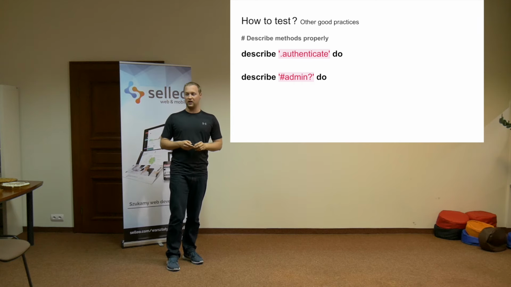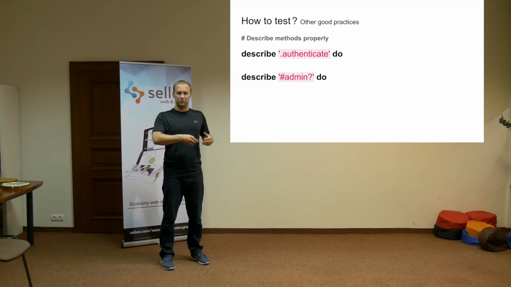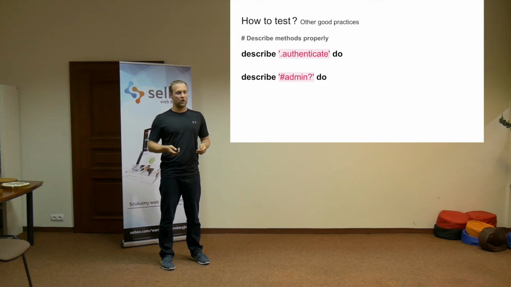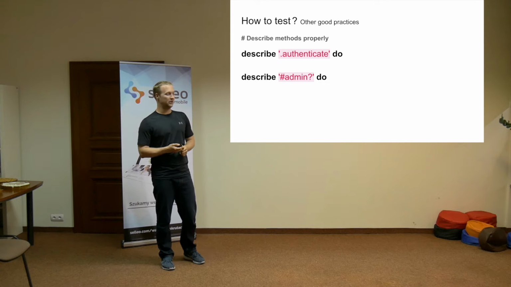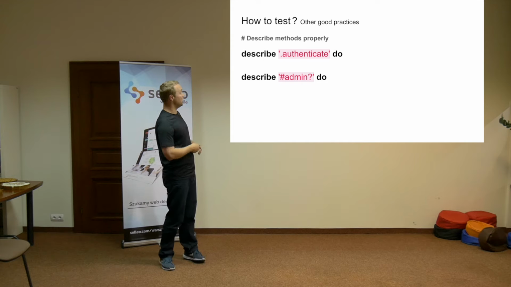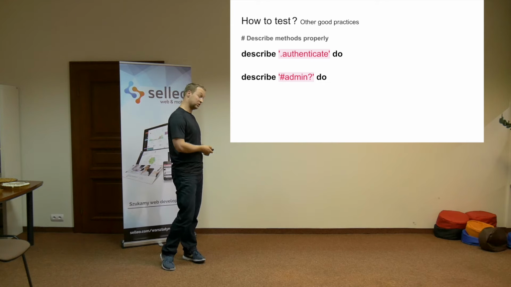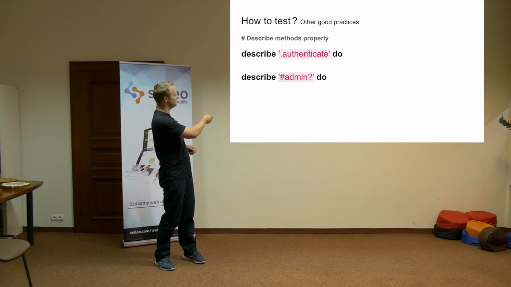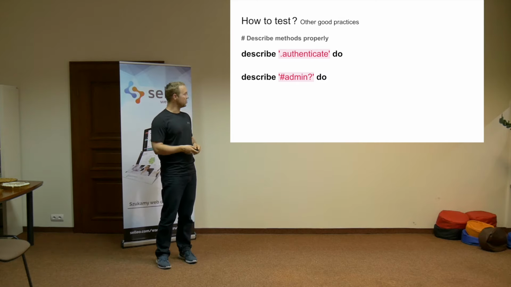The last thing, for those who just started their journey with specs, is how to describe, because we usually describe something. So we usually test methods. This is the primary thing that we test. So if we are testing class methods, we use a dot at the beginning of the method name. If we test instance methods, we use a sharp at the beginning of the method name, and that clarifies what kind of method that is.